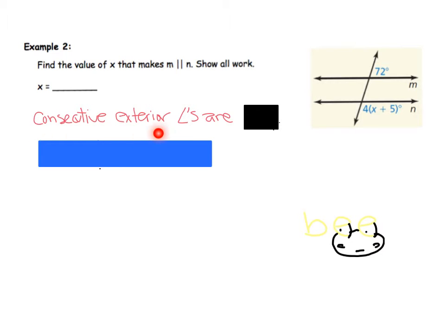So I know we have consecutive exterior angles, and what's special about consecutive exterior angles is that they are supplementary. Remember, supplementary means that we would add them together and make them equal to 180.